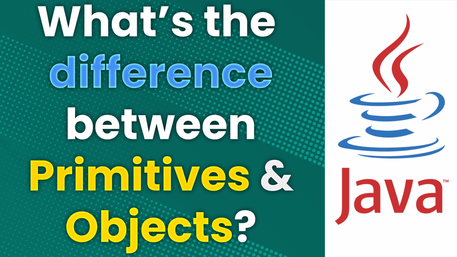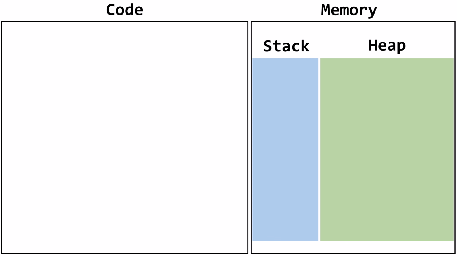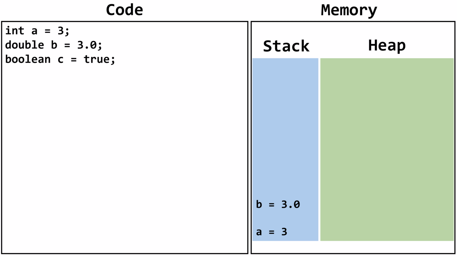In this video, we'll learn how primitive types are different than object types in Java and why it matters. You've probably already learned that there are 8 primitive types in Java. Primitive types are small, simple pieces of data. As an example, we create a primitive variable int a and initialize it to 3. The value for a is stored in the stack part of memory. The same thing happens when we create a double variable and a Boolean variable.